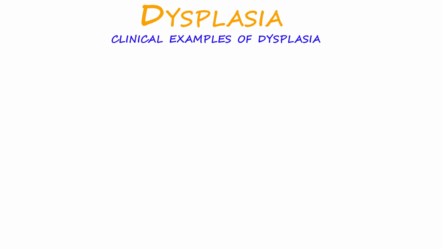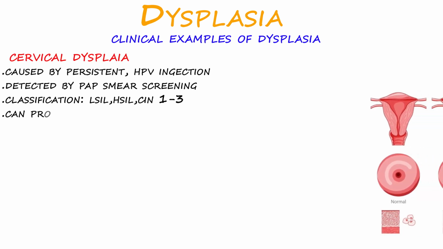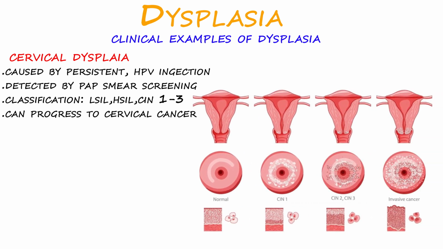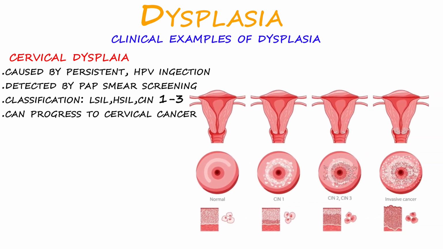Let's examine three important examples. Cervical dysplasia is primarily caused by persistent human papillomavirus infection. It's detected through routine pap smear screening, which has dramatically reduced cervical cancer rates. The severity is classified from low-grade to high-grade squamous intraepithelial lesions, or SIL, in grades 1 through 3.